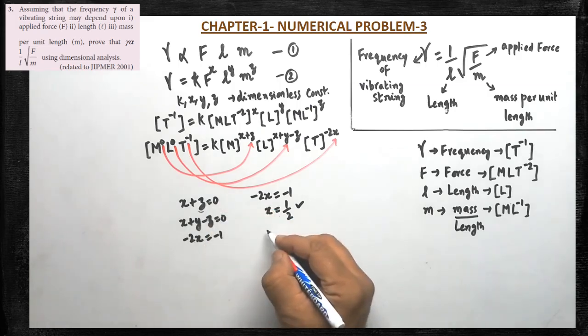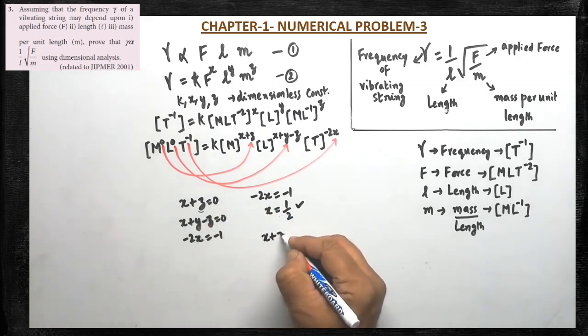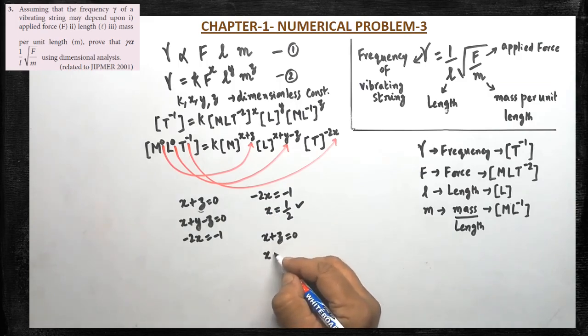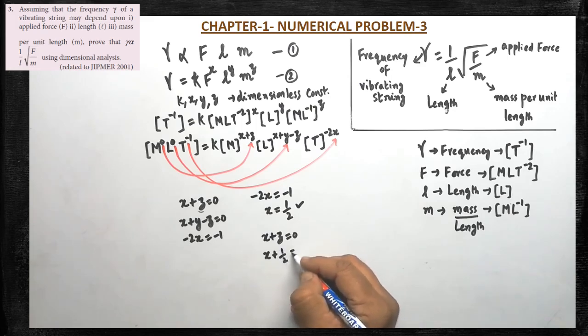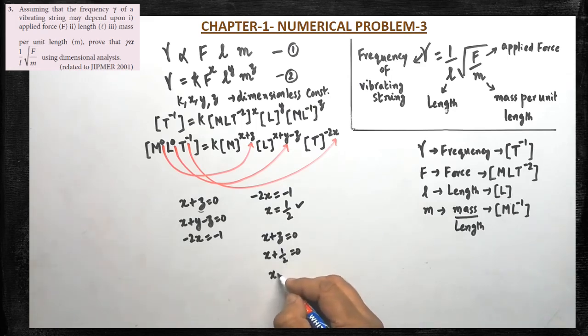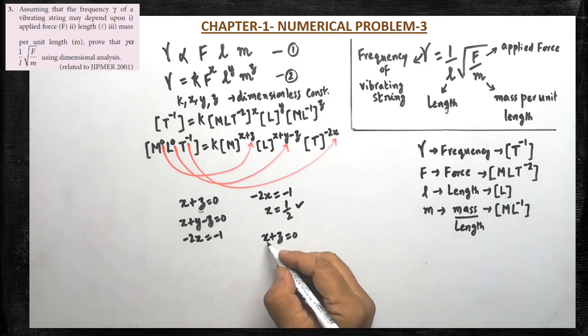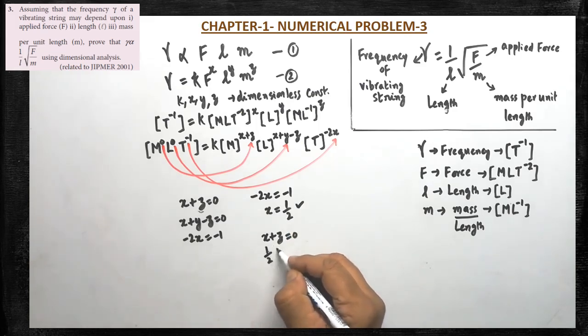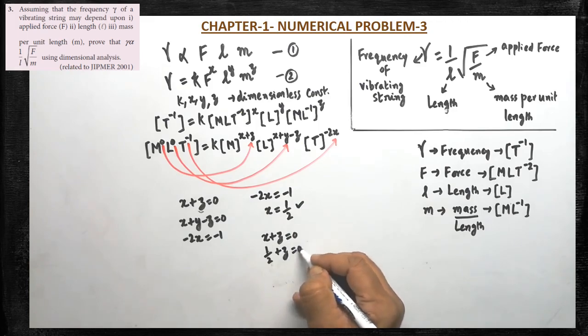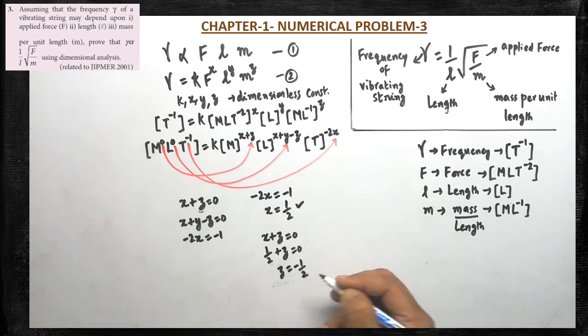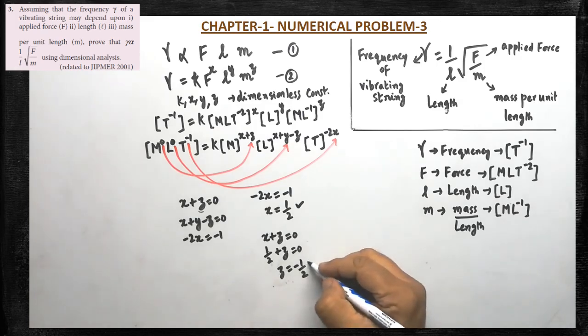Let's take the another equation. X plus z is equal to 0. Substitute now. Substitute the value of half here. Half plus z is equal to 0. Therefore, z is equal to minus half. Are you clear? So z value is found out.